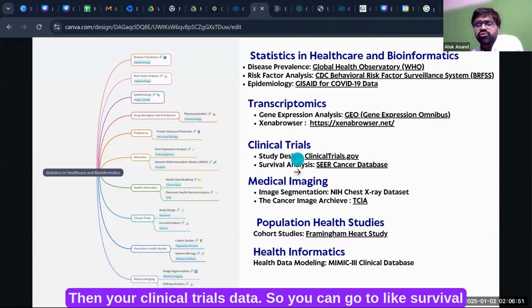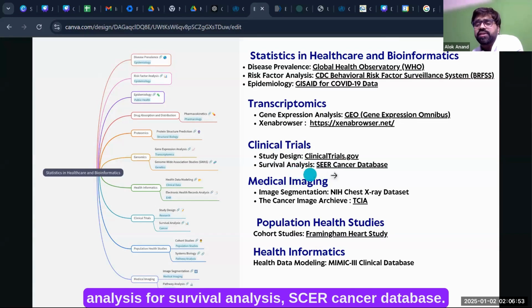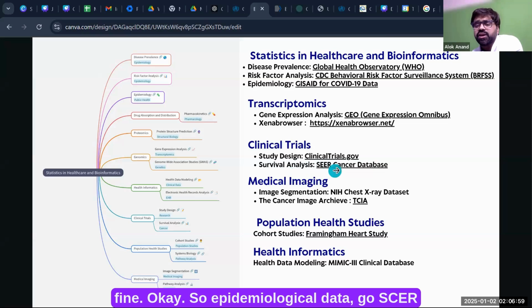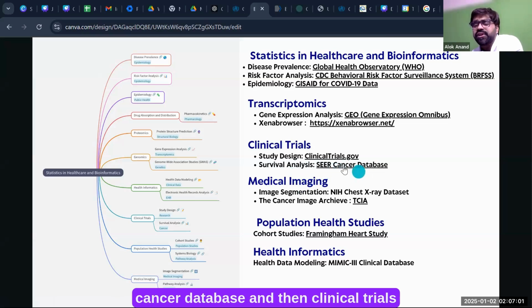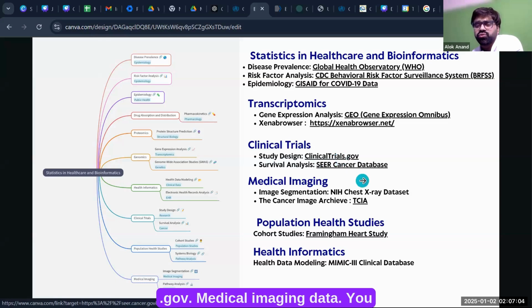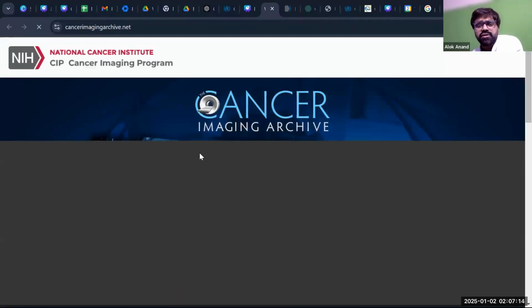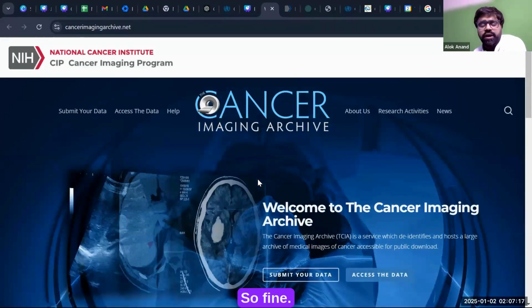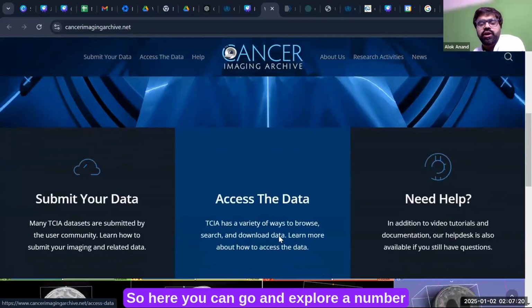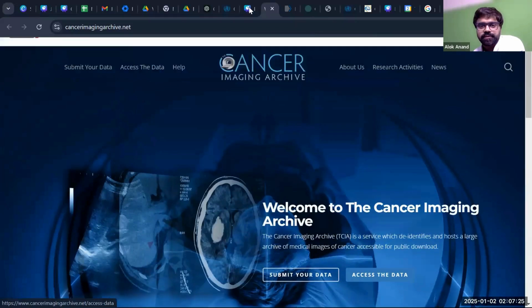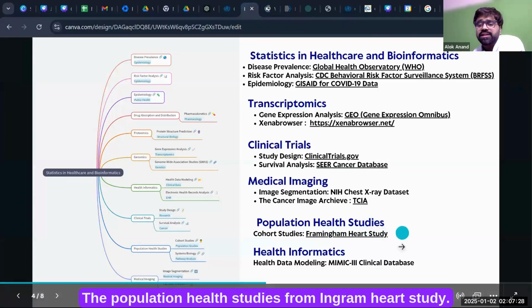Then you have clinical trials data. So you can go to survival analysis, SEER cancer database. So this is epidemiological data, basically, not survival. Fine. So epidemiological data, you can go to the SEER cancer database and then ClinicalTrials.gov. Medical imaging data, you can go to TCIA. It has a very good number of image data sets, basically. The Cancer Imaging Archive, right, guys? So here you can go and explore a number of different types of cancer-related image data sets.